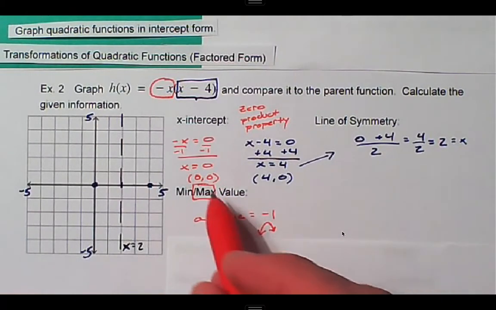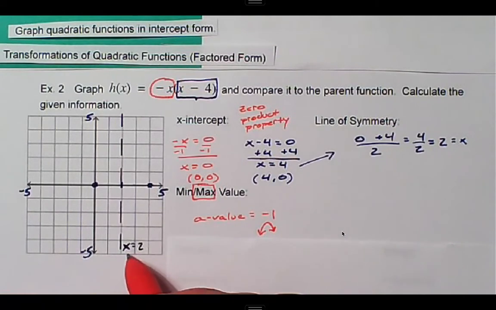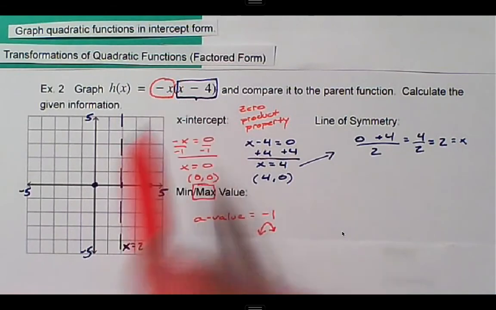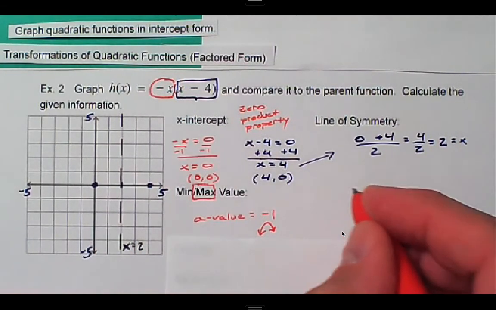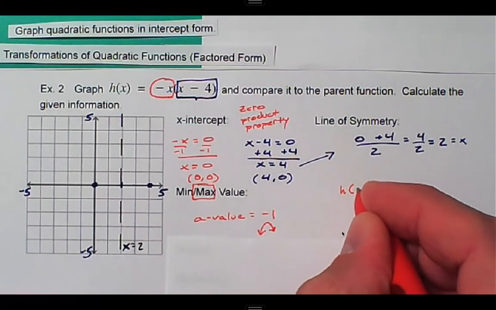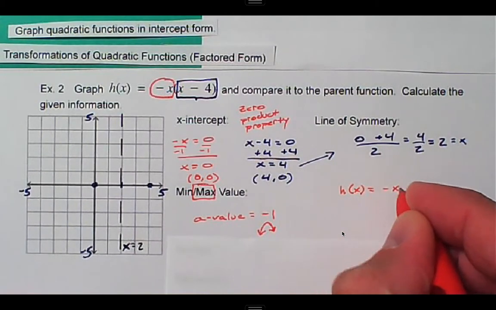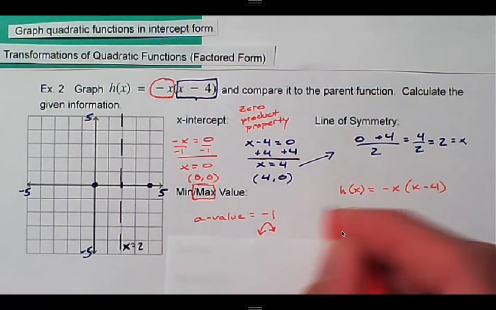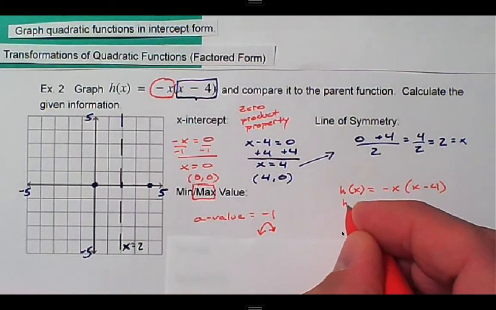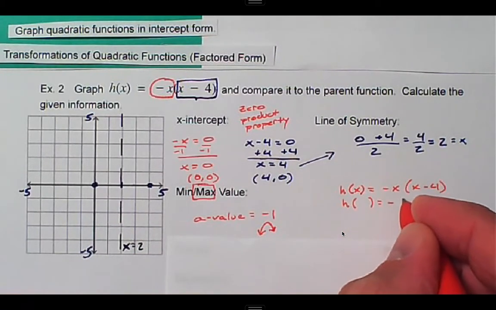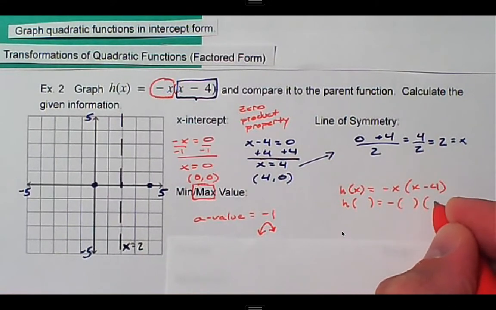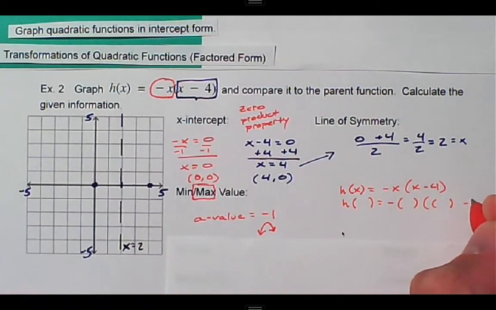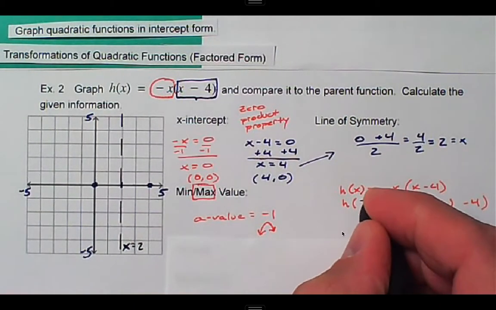The way that we find the max value is we take the line of symmetry, because the vertex and the line of symmetry are on the same x value, and we substitute that into the original equation. So we have the equation h of x equals negative x times the quantity x minus 4, and we're going to substitute our line of symmetry into that. We're going to substitute the 2 into all the x values.